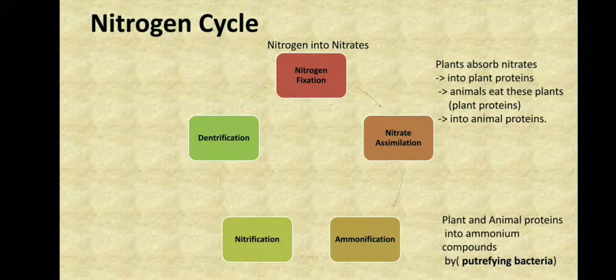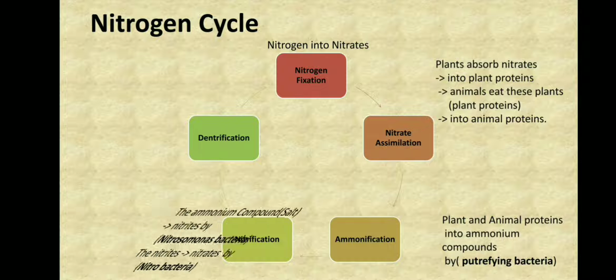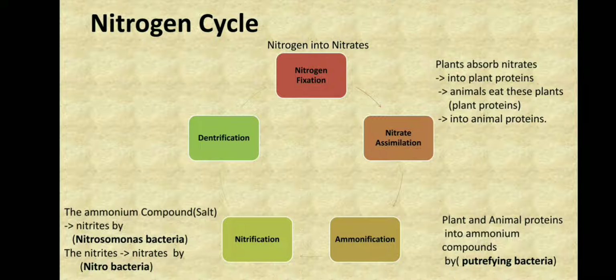Now we have to go for nitrification. What happens in nitrification is, the ammonium compound is also called a salt. The ammonium compound binds the nitrites. In nitrogen fixation we have the nitrates, but in this we have the nitrites. So the ammonium compound is converted into nitrites by the nitrosomonas bacteria, and the nitrites are converted again into nitrates by the nitrobacteria.